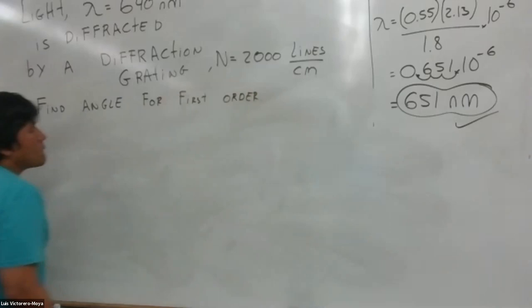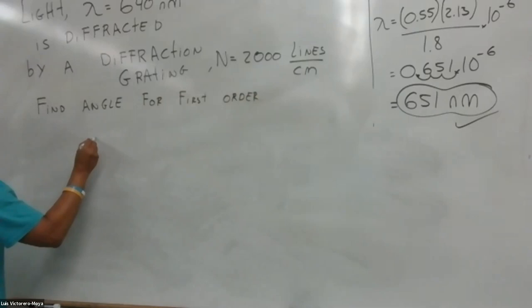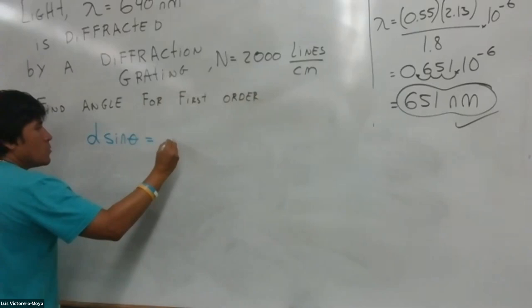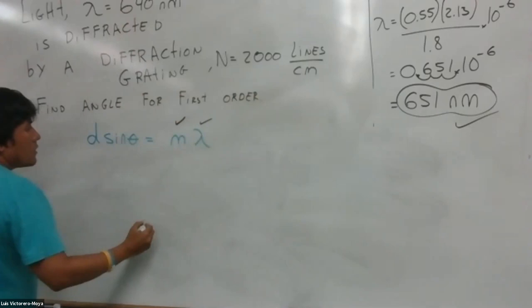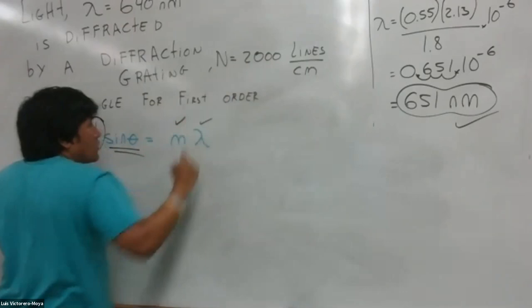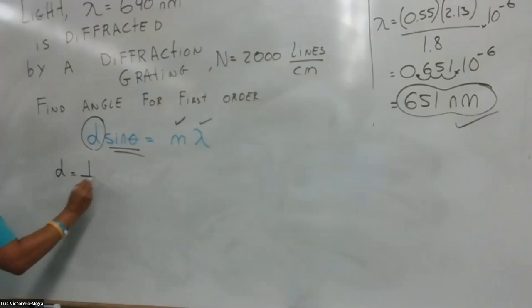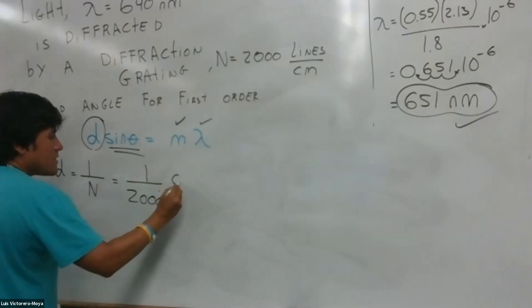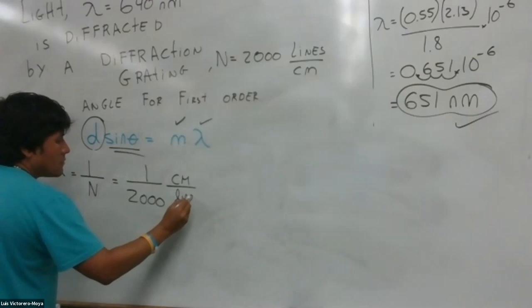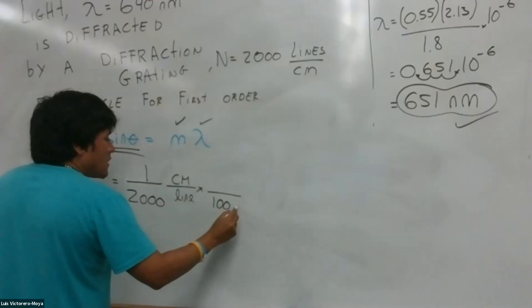So remember, for diffraction, either D or W, sine theta equals M lambda. M is one and lambda is given. So all these are given. We want to find this. We're also given 2000 lines per centimeter, but D is 1/N. When you do that, you get centimeters. It doesn't matter that you have lines here. That centimeters, you have to multiply by 100 centimeters at the bottom to get 1 meter.